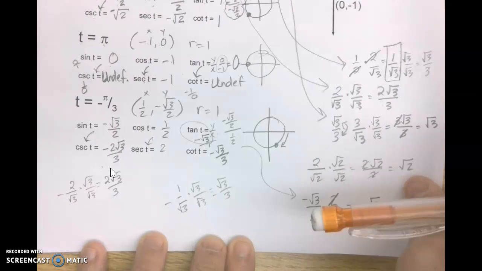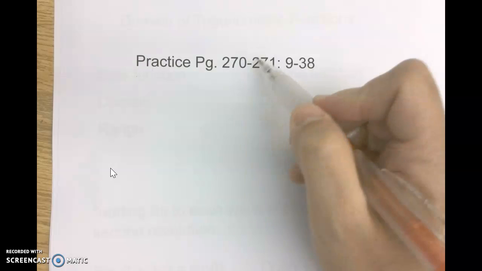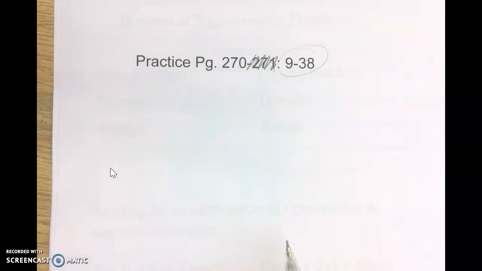Okay? All right, so your assignment for tonight is to take textbook practice page 270. I think it's all on 270, so you just need to work on 9 through 38. Start with the odds, then tackle the evens.